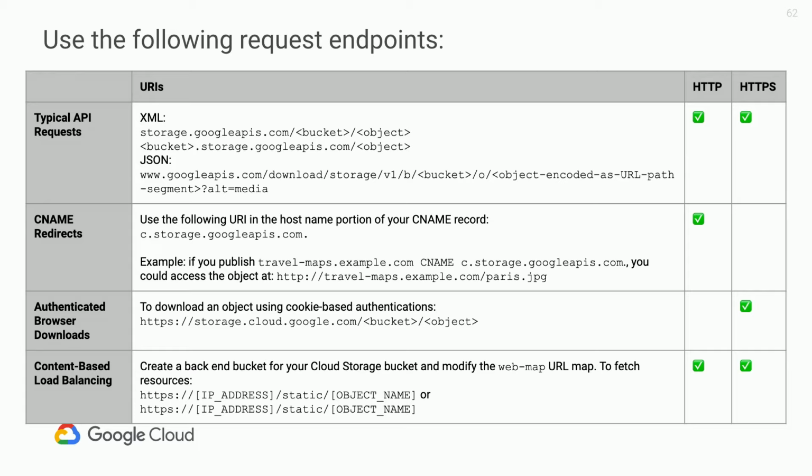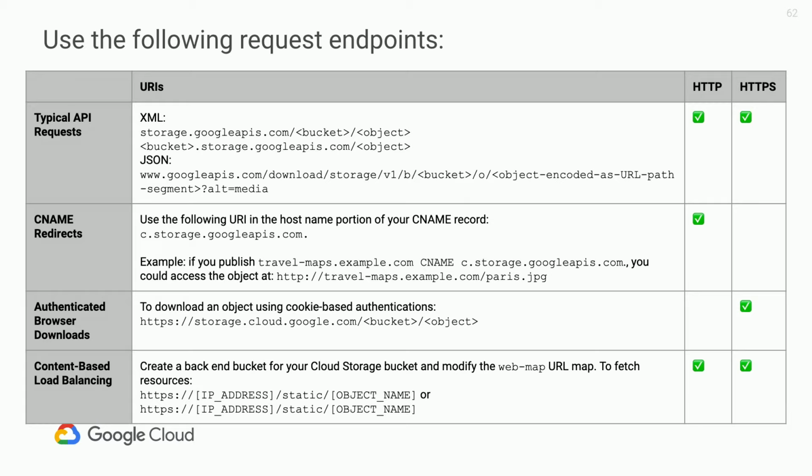The third option is authenticated browser downloads. If you are signed in to a Google account and have been granted permission to read the data, authenticated browser download is very useful for you because it uses cookie-based Google authentication in conjunction with the Google access control list to let you download the data. You can get your data by using the following URL, which is storage.cloud.google.com/your-bucket/the-object. And for this endpoint, only HTTPS is available.